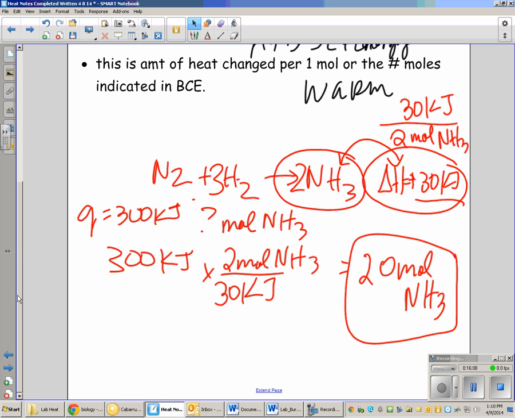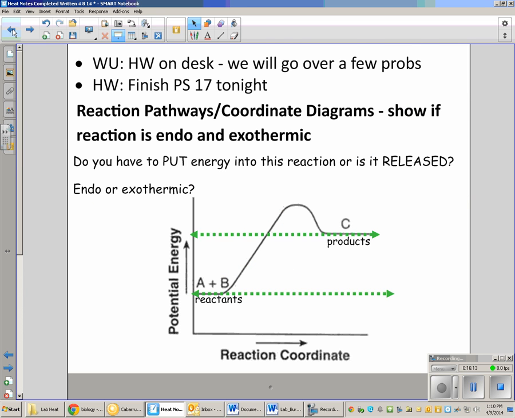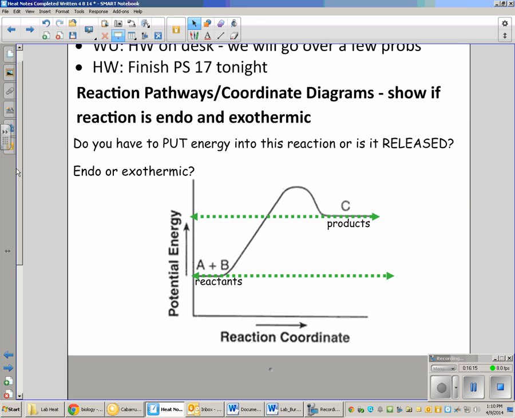Okie dokie? And last thing, these things that you drew last night are called reaction pathways. So that's one name for them. If you want to add that to your homework from last night, just the name of that, that's cool. Or you can call it a coordinate diagram.